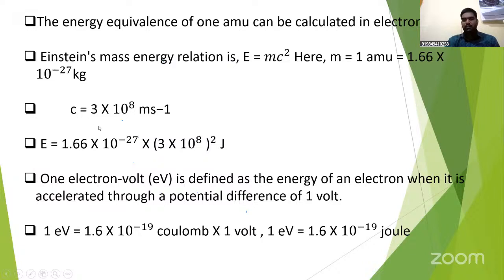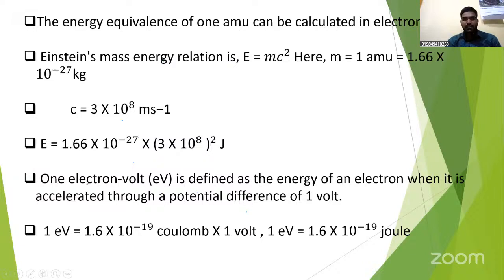So if you substitute these values, that is the c and m values, in the energy mass relation, you will get the value of energy, isn't it? Energy of that nucleus. So in electron volt you will find. So that is 1.66 into 10 power minus 27 into 3 into 10 power 8 whole square joule, isn't it?